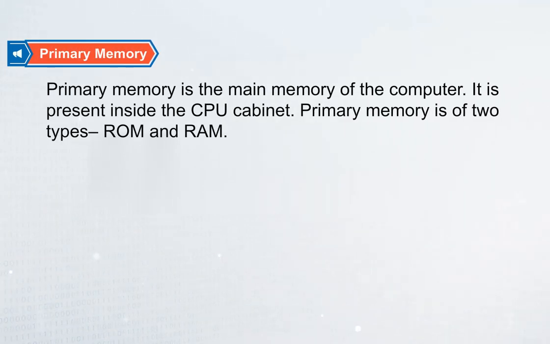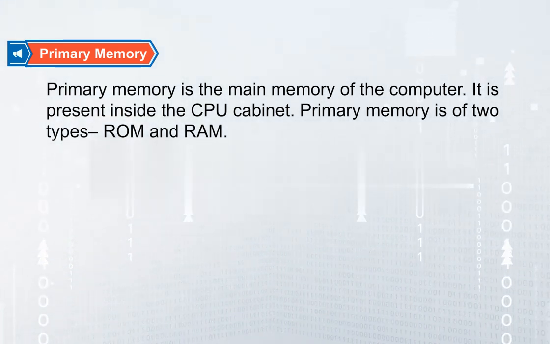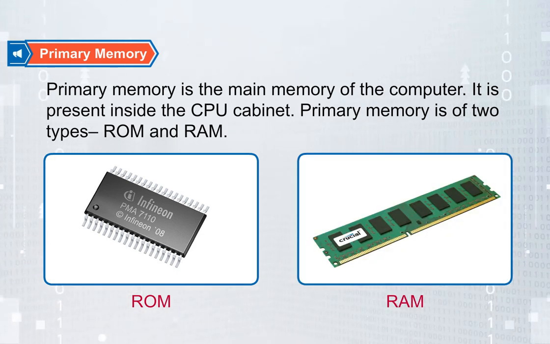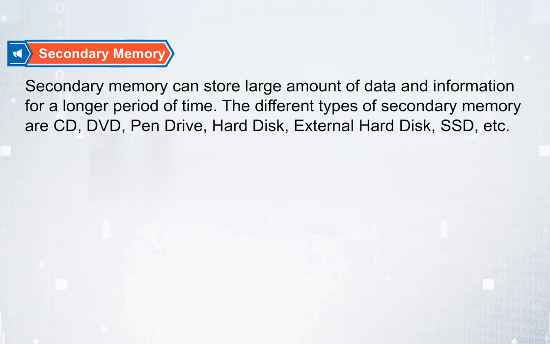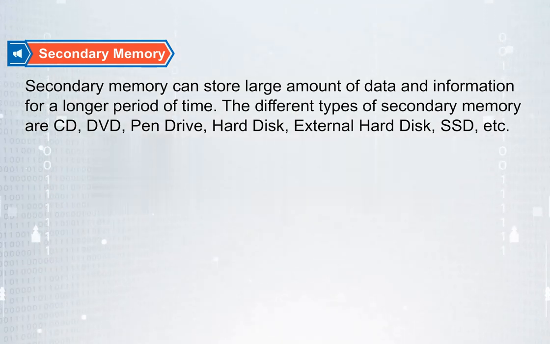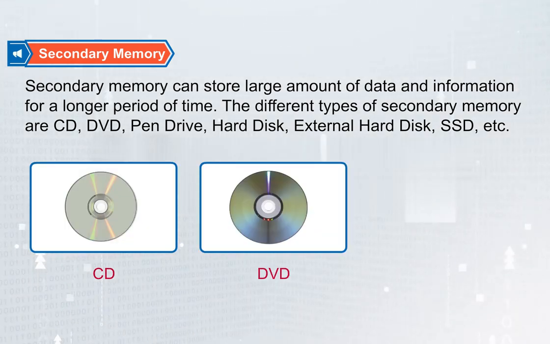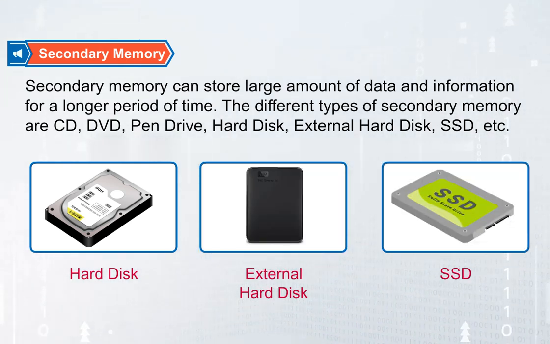Primary memory. Primary memory is the main memory of the computer. It is present inside the CPU cabinet. Primary memory is of two types, ROM and RAM. Secondary memory. Secondary memory can store large amount of data and information for a longer period of time. The different types of secondary memory are CD, DVD, pen drive, hard disk, external hard disk, SSD, etc.